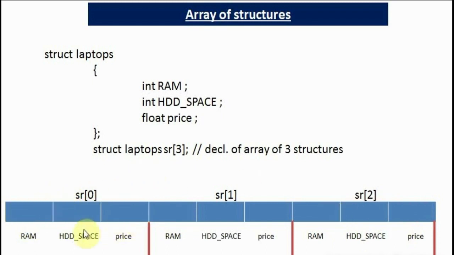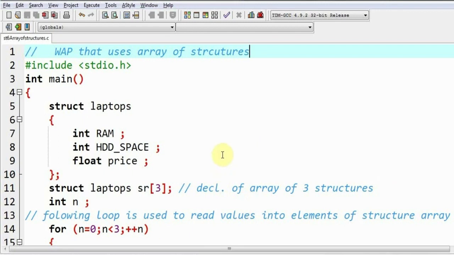SR0 is the very first element of this array of structures. This RAM belongs to SR0. This HDD space belongs to structure SR0. This price belongs to the structure SR0. Similarly, this copy of RAM belongs to the structure SR1. Similarly, all these RAM, HDD space and price belong to the structure SR2. So SR0, SR1, SR2 are the elements of your structure array. I will show you an example whereby we can see the working of array of structures.